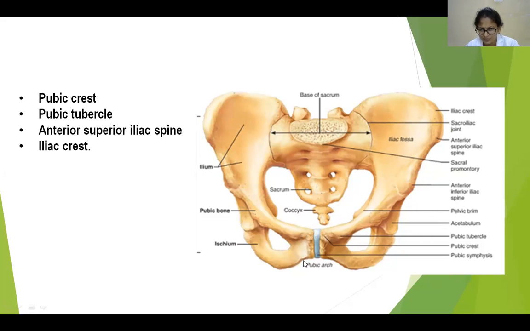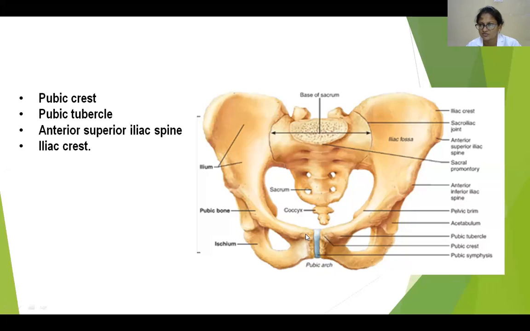See, this is the pubis bone. This is the body of the pubis, this is the superior ramus, and this is the inferior ramus. The upper border of the body of the pubis is called the pubic crest. What is the pubic crest? The rounded upper or superior border of the body of the pubis is called the pubic crest.